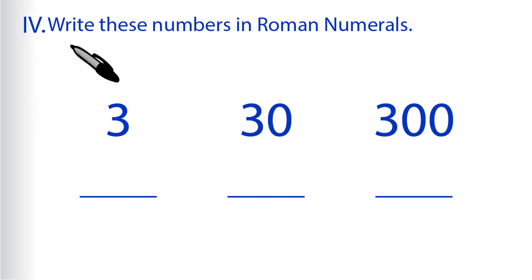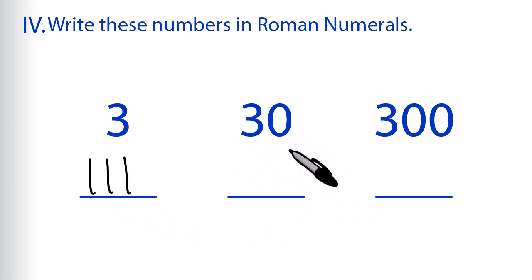For problem IV, we're supposed to write these numbers in Roman numerals, and we have 3, 30, and 300. And one of the rules we're supposed to follow with Roman numerals is that we can repeat a symbol up to 3 times. We can repeat certain symbols up to 3 times. We can repeat I's and X's and C's and M's up to 3 times. So to get the value 3, we just add 3 1s together, or 3 I's together. We have I, I, I, which is 1 plus 1 plus 1, which is 3.